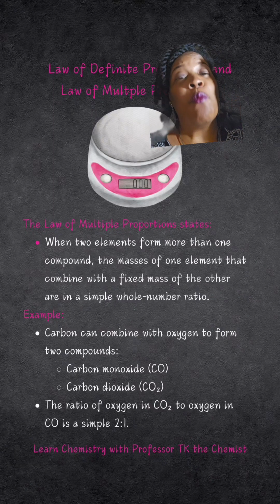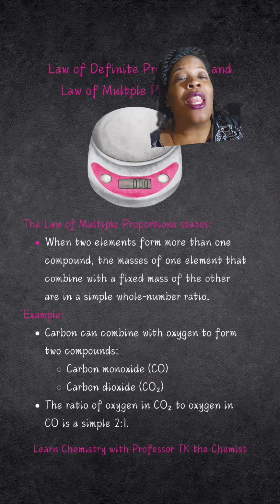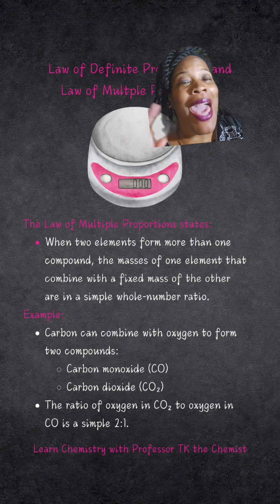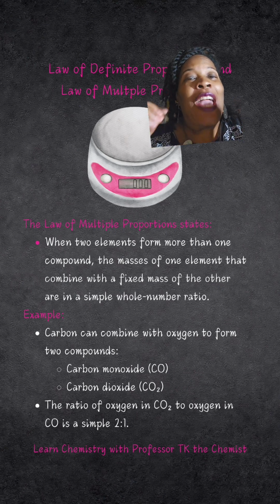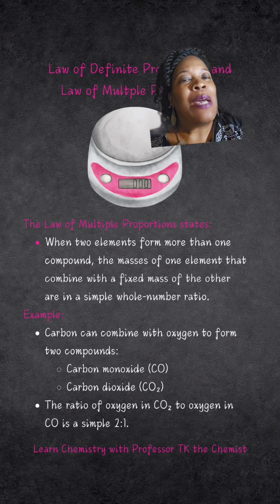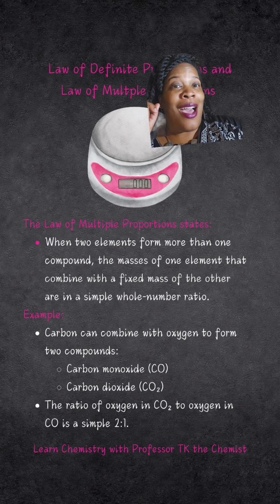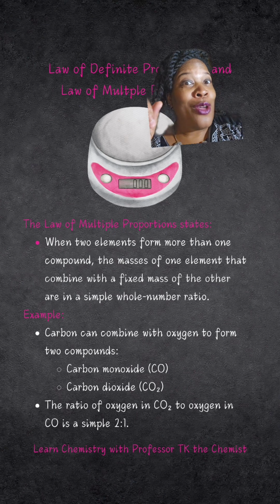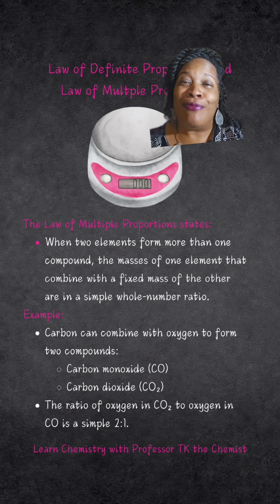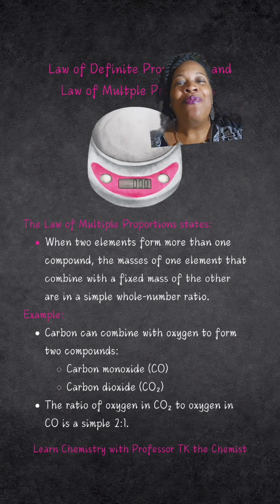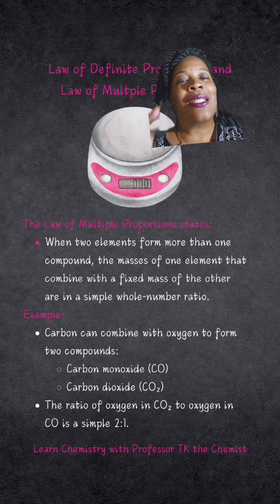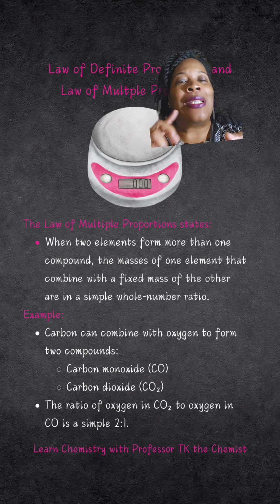Now, when we talk about the law of multiple proportions, it states that when 2 elements form more than one compound, the masses of one element that combine with a fixed mass of the other are in a simple whole number ratio. So what do we mean? For instance, if we have carbon, we know that it can combine with oxygen to form 2 different compounds: carbon monoxide versus carbon dioxide. One's going to keep you alive and the other one's going to do what? Peace you out, okay? The ratio of oxygen in carbon dioxide to oxygen in CO is simply 2-to-1. That's a 2-to-1 ratio, okay?